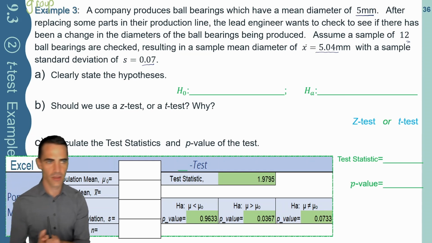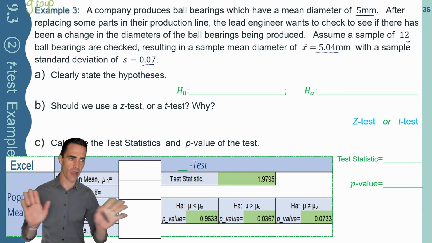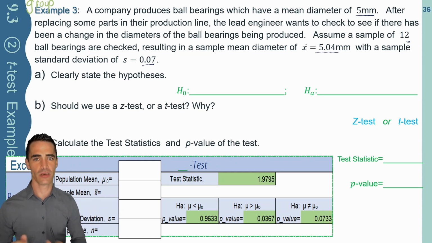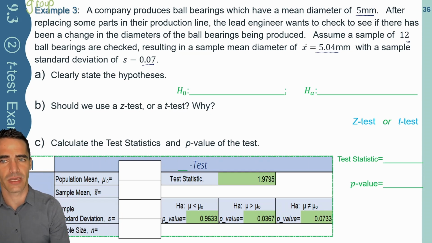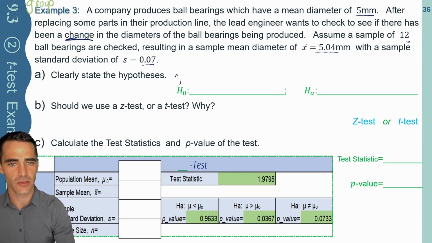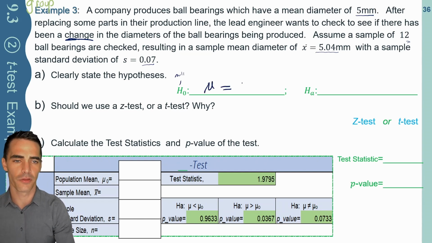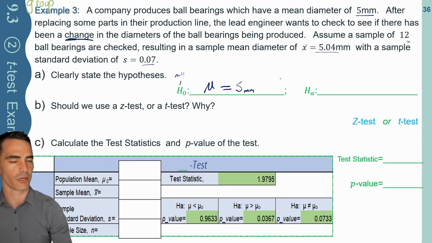Again, we have some ball bearings being produced, and this is their advertising. They're saying, look, these things are 5 millimeters, and they're golden. We're not deviating from that. But after replacing the parts, they're like, I think that there maybe has been a change in the diameter. The null hypothesis is the status quo. Again, don't worry about it. In this case, we're talking about a mean, always equal for a null hypothesis, and 5 millimeters. The mean is 5 millimeters. Again, if I get some units, we can do so here.